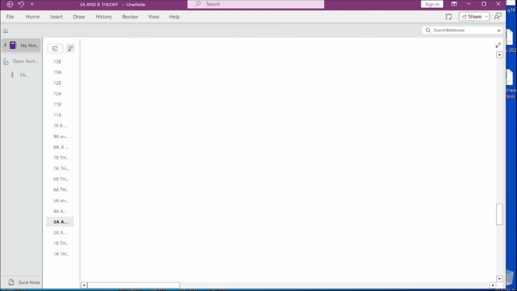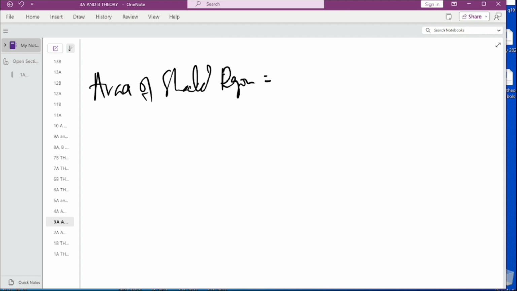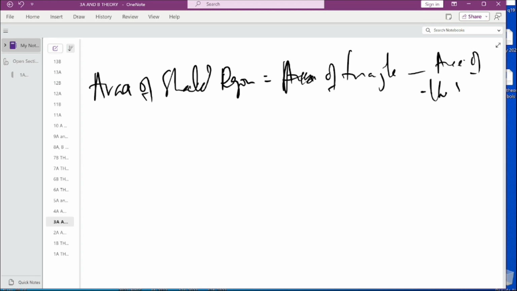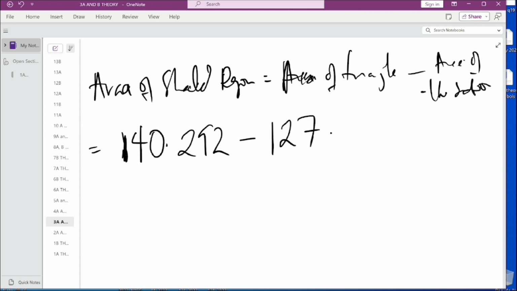127.286. To get our final answer, the area of the shaded region equals the area of the triangle minus the area of the sector. The area of the triangle is 140.292 minus 127.286, which gives us 13.01 centimeters squared.